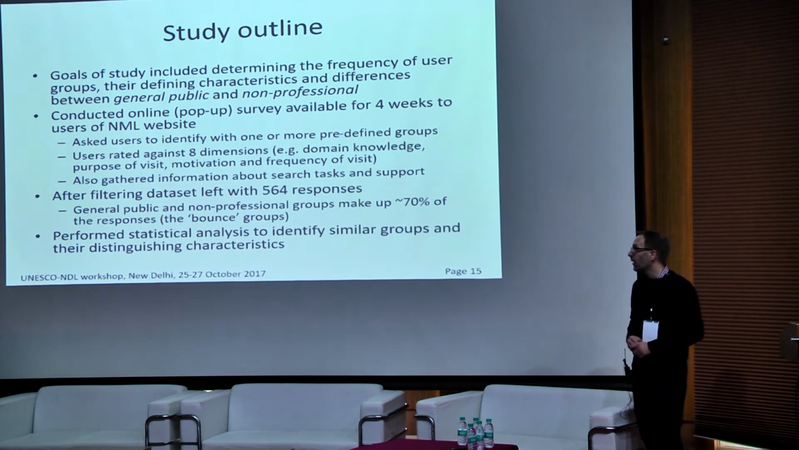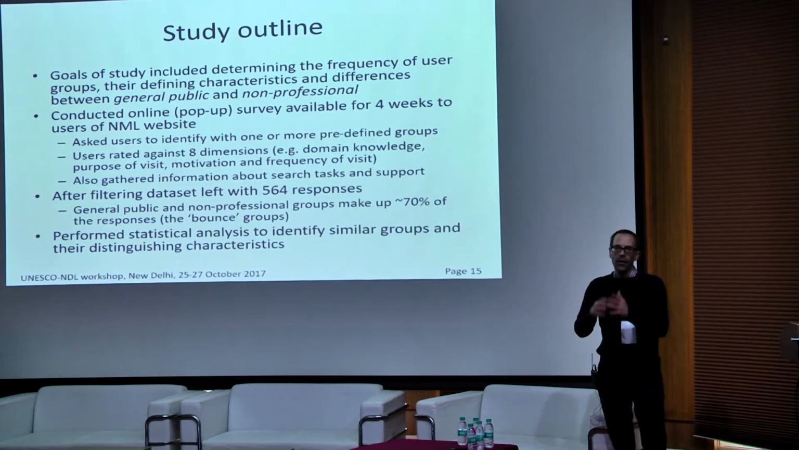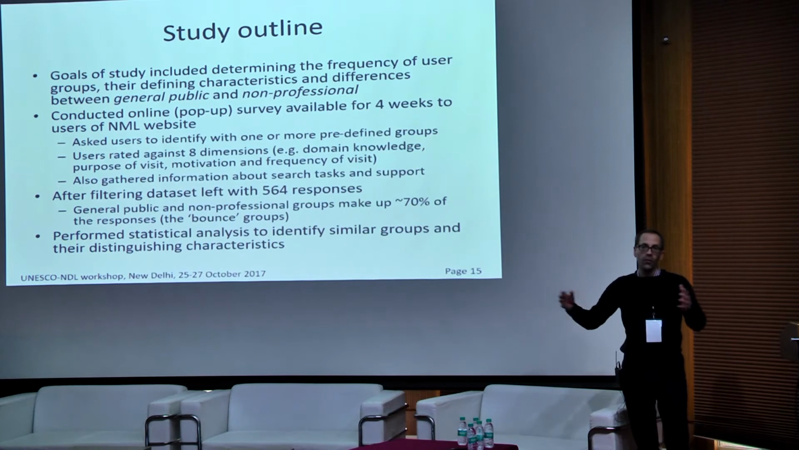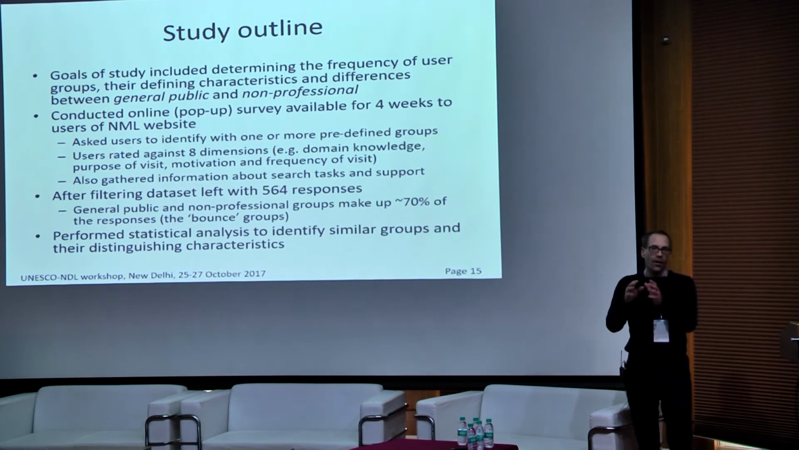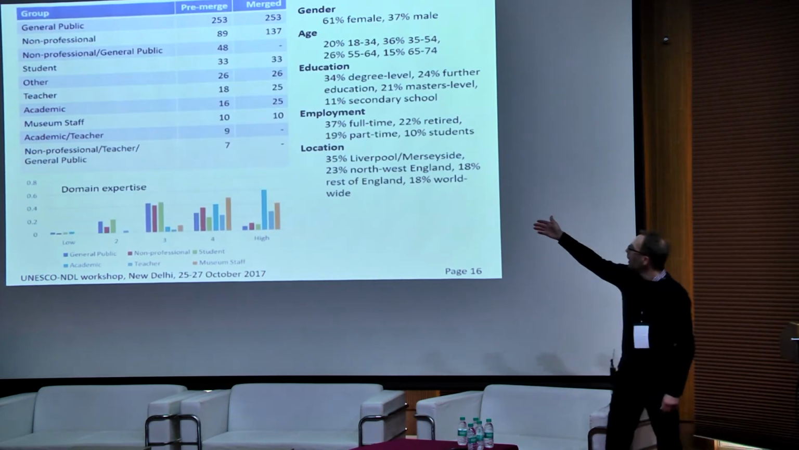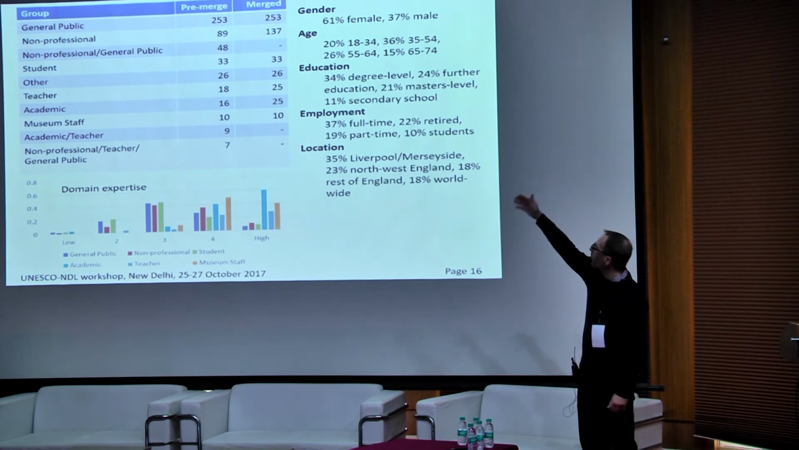What we did with this, and you can read a lot more in the paper that we wrote, we basically tried to identify through statistical analysis which are the similar groups, which are the different groups, what characteristics, what features are specific to certain groups. And this is the sort of thing we ended up with. So here, for example, is the kind of list of the groups.